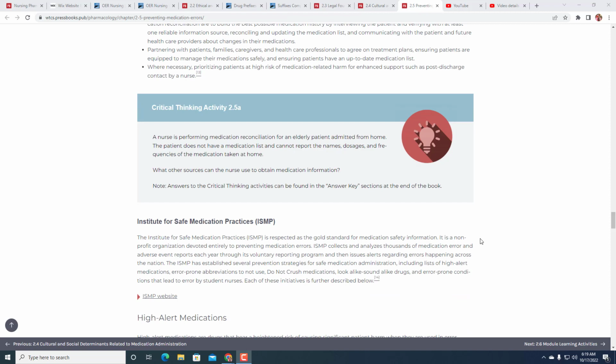All right, well, we're in our last section. We're going to do two more. Critical thinking activity 2.5a. The nurse is performing medication reconciliation for an elderly patient admitted from home. The patient does not have a medication list and cannot report the names, dosages, and frequency of the medications taken at home. What other sources can the nurse use to obtain medication information?